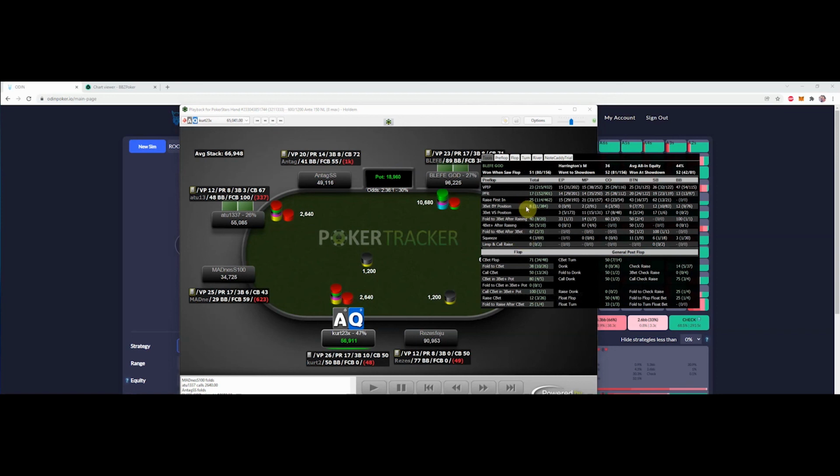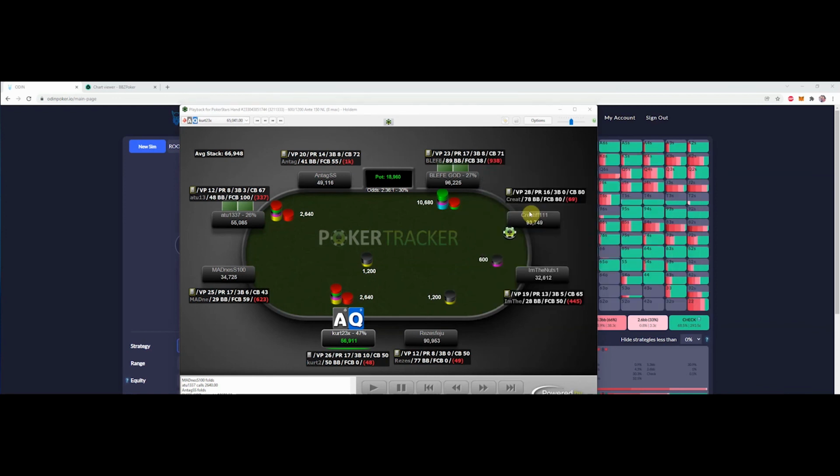Three betting in general, they are three betting about 8%, which is a little on the tight side, but it's still fine. I guess in general, I would probably end up mixing here. And for what it's worth, I think this tournament was a bounty tournament. Was this a bounty? I don't think it was. Either way, we'll just assume like it wasn't.